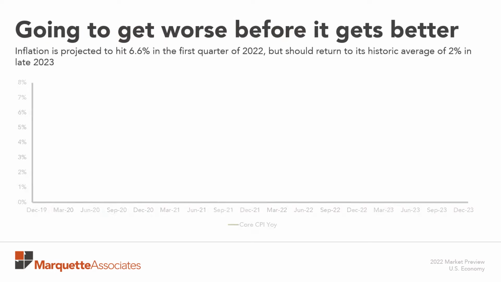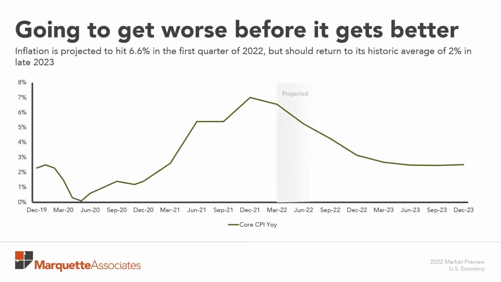Inflation hit a 39-year high in 2021 of 7%, caused by labor shortages, bursts of consumer spending after lockdowns, and ongoing supply chain bottlenecks and constraints. These factors will likely lead to elevated inflation in the short term, but it should return to its historic average by the end of 2023.